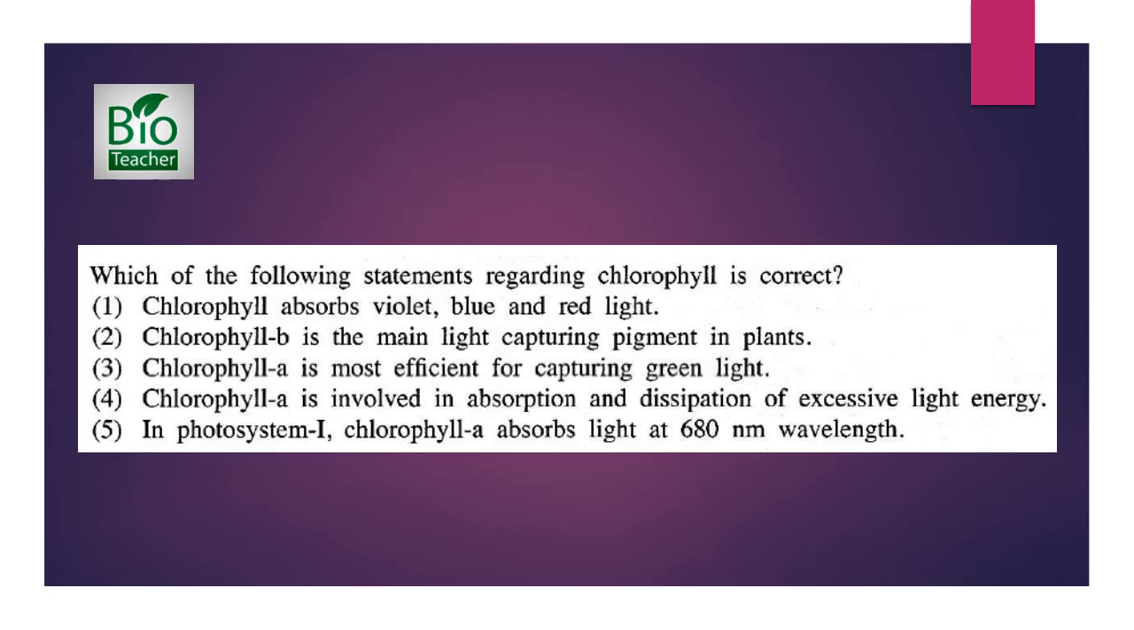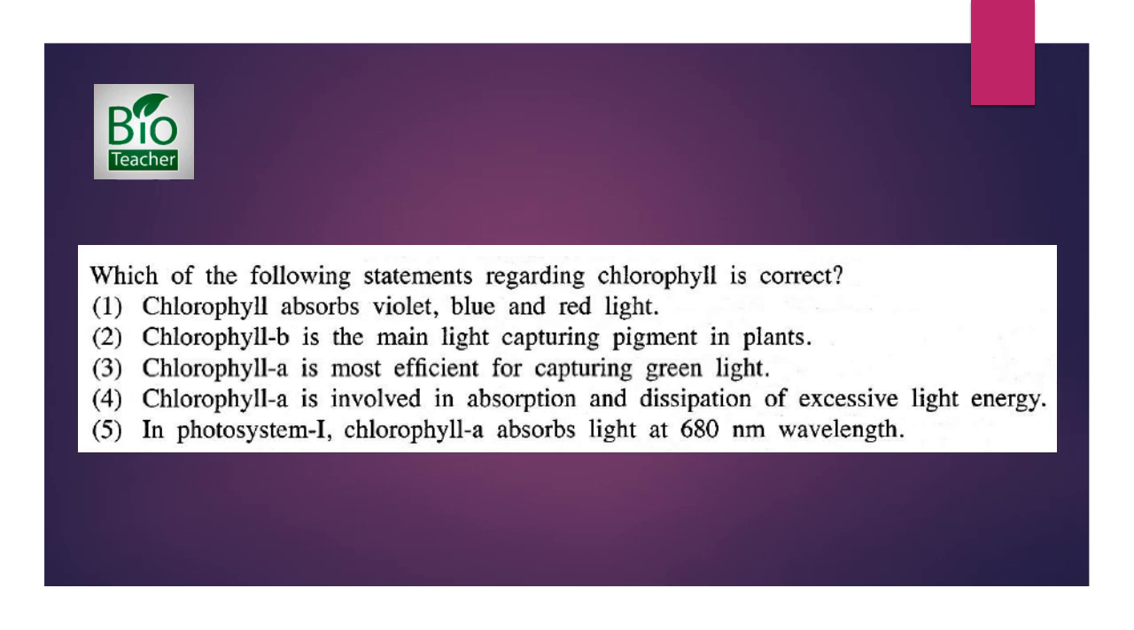If we reconsider the statements in this question, statement 2, it says chlorophyll B is the main light capturing pigment in plants. This is totally wrong. Chlorophyll A is the main light capturing pigment in higher plants. When it comes to third sentence, it says chlorophyll A is most efficient for capturing green light. This is wrong. It's because we can see chlorophyll A in green color. It's because it is the color that is emitted after absorbing other colors.